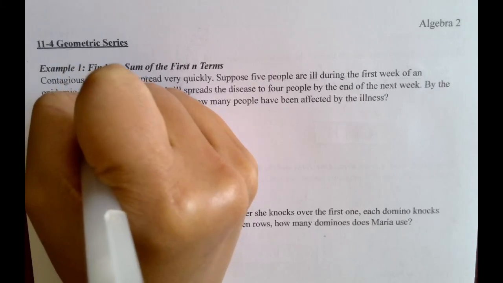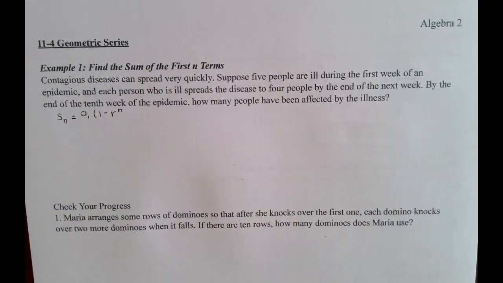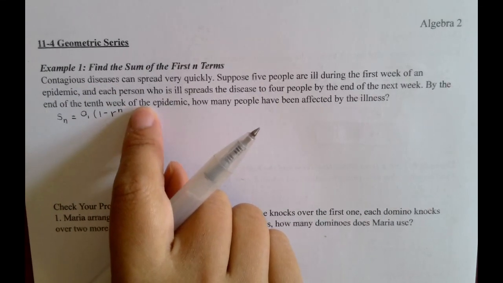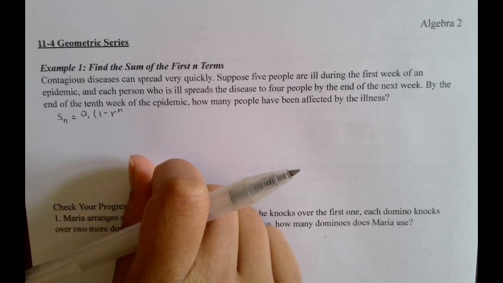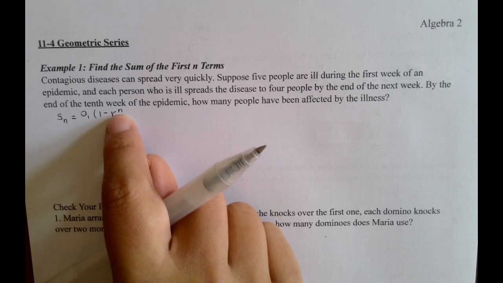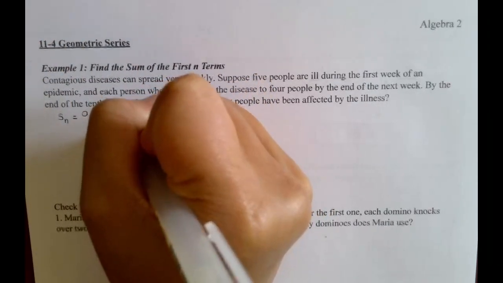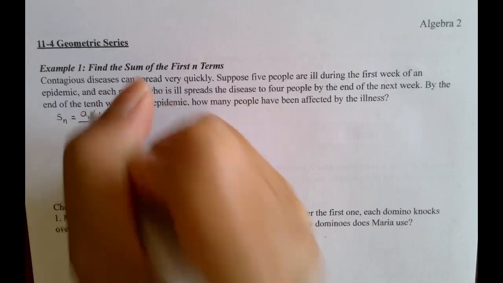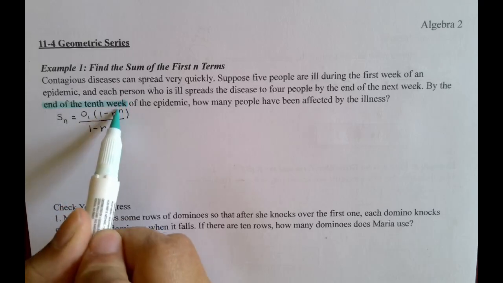So we're going to be using the sum of our terms equals the first term times 1 minus the common ratio to the n, over 1 minus r. Without the n minus 1, because n minus 1 gives us the last term, but we want to multiply the common ratio times that last term, so we remove that minus 1. Here we want to know by the end of the 10th week, and so that's going to be in place of n.